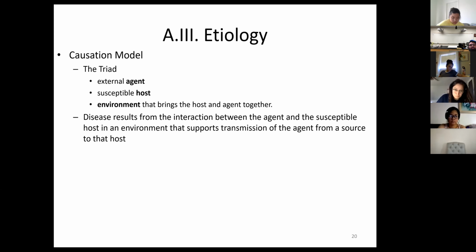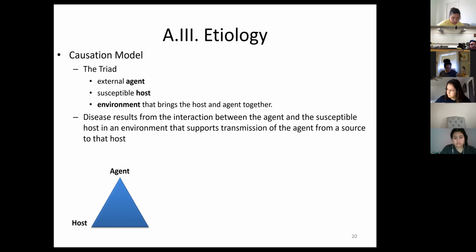So the idea, this triad, as we're going to try and show you, is the relationship of all three, in which you have some sort of agent that will obviously harm the host, but only if there's an environment that allows it. So this is something that, as obvious as that may seem, is kind of important to understand in etiology, especially as we study these very, very interesting diseases that are out there.